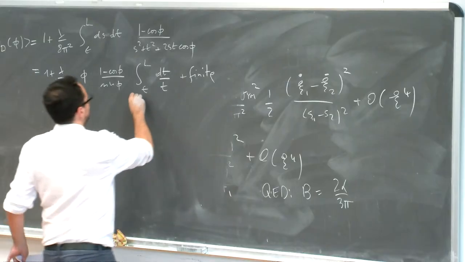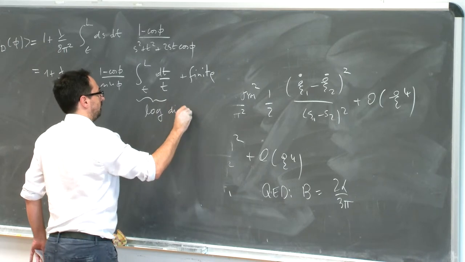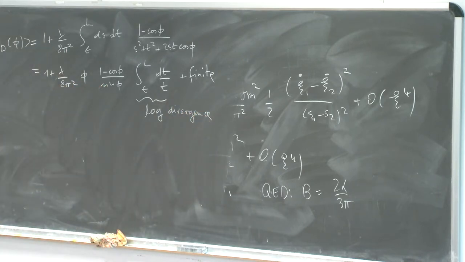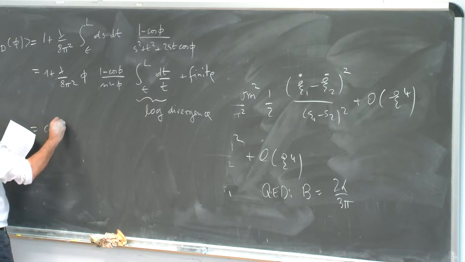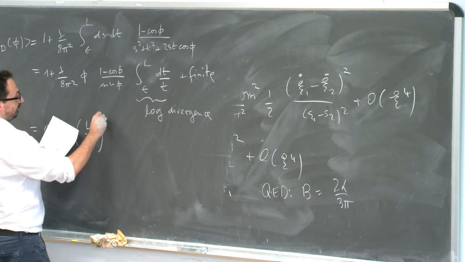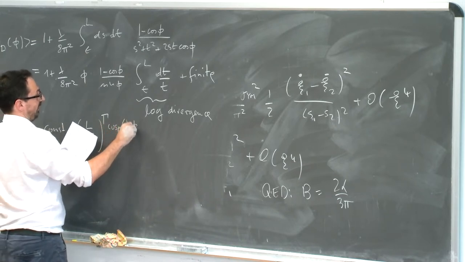so this integral is going to give you a log divergence. That is expected, and that actually contains interesting physical information. So now we define this to be equal to some constant, L over epsilon, so gamma cusp, which depends on lambda and phi.